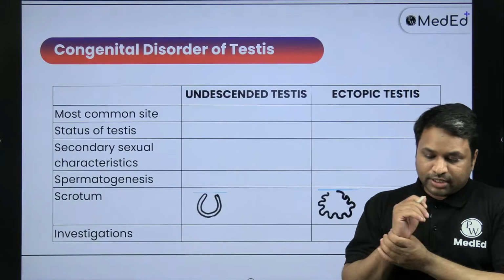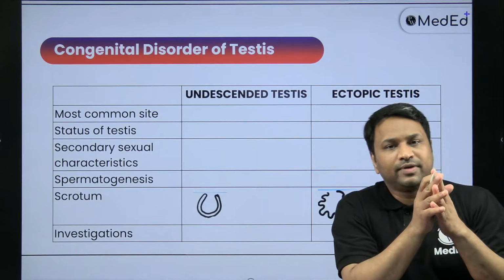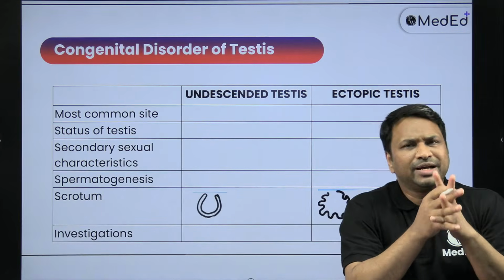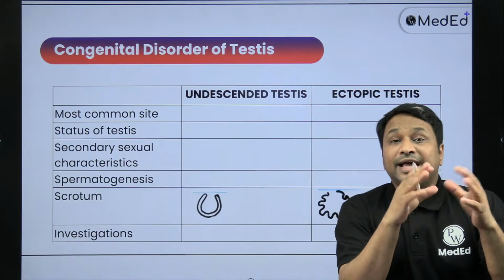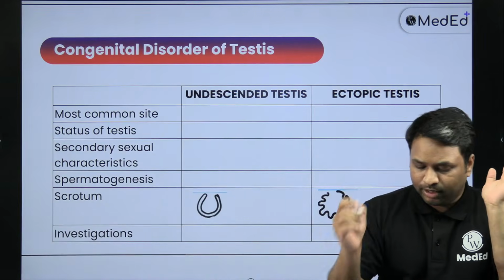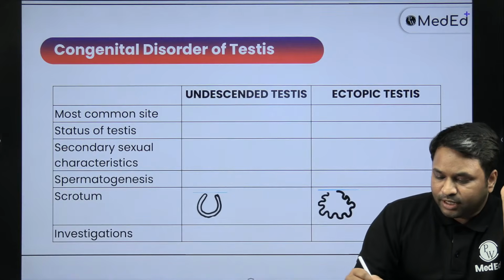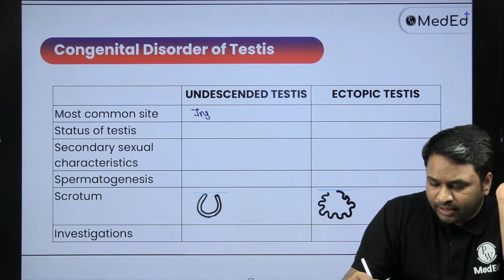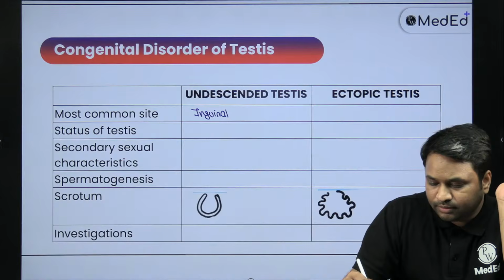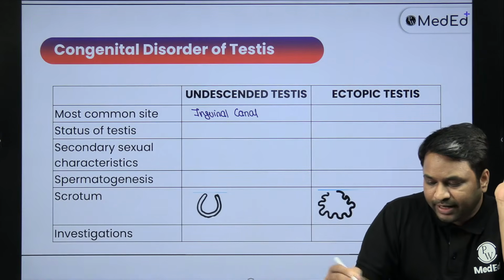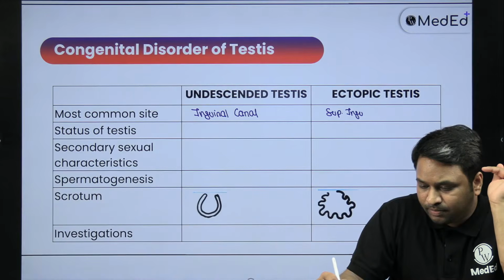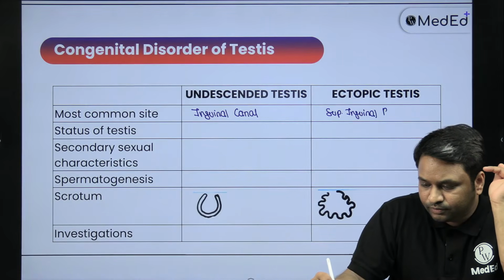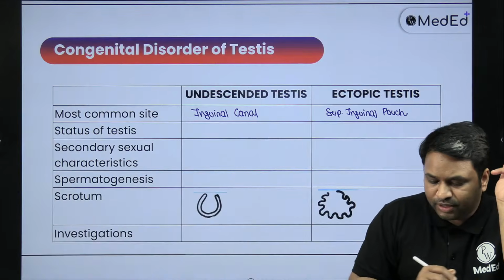Now talk about the congenital disorders of testes. Two important ones. One is your undescended testes, another one is ectopic. Undescended you will find in the normal embryonic path. Ectopic will neither be in scrotum nor in the normal embryonic path. The most common site for undescended testes is going to be the inguinal canal. For ectopic testes, it is the superficial inguinal pouch.